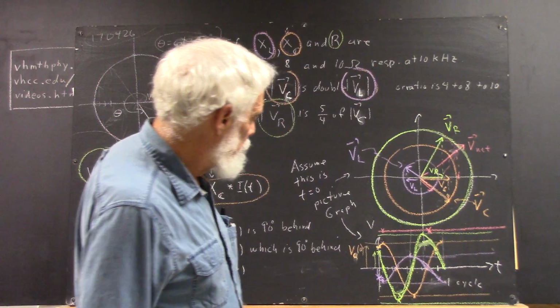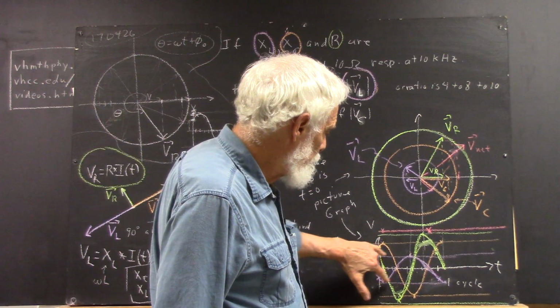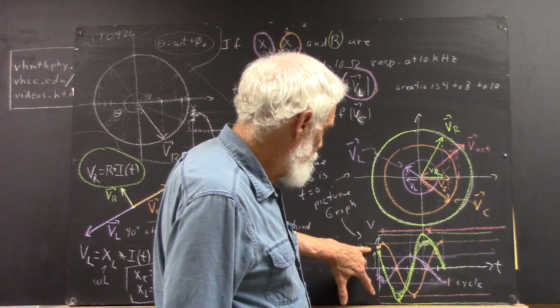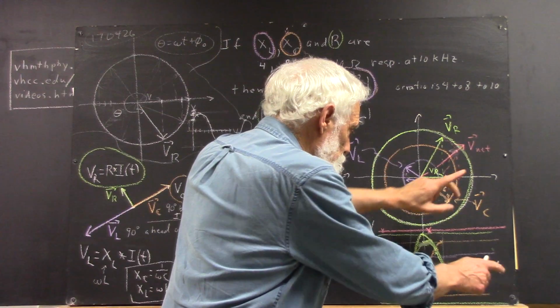Okay? So I've got those amplitudes clearly indicated. The V sub L is going to run between the purple lines, the V sub C between the orange lines, and the V sub R between the green lines.